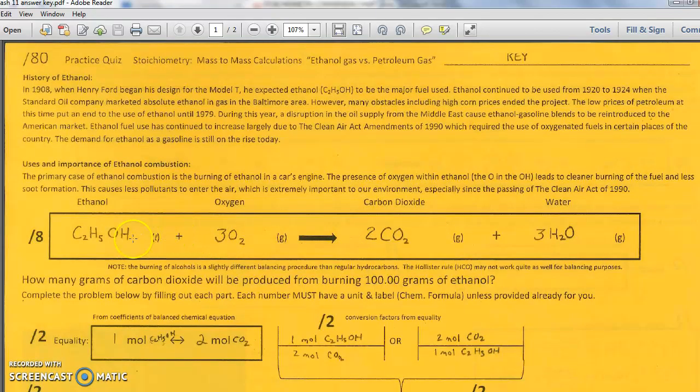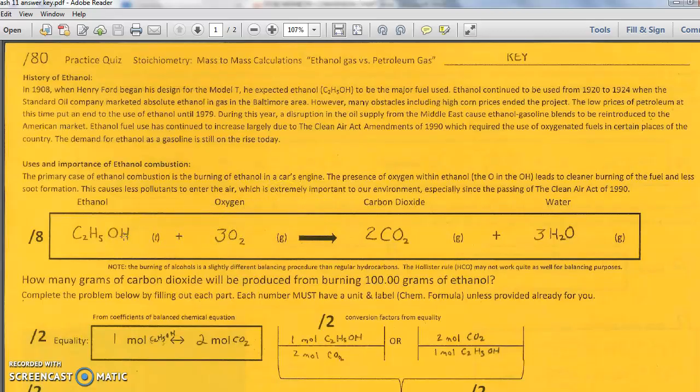And they're trying to find out which is a little bit more of a pollutant in terms of producing energy for fuel. So ethanol, we were told, is C2H5OH. We were told that right up here. And we have 100 grams of this that we're going to burn. And they want to know how many grams of CO2 we're going to produce. Well, we've got to write a balanced chemical equation.